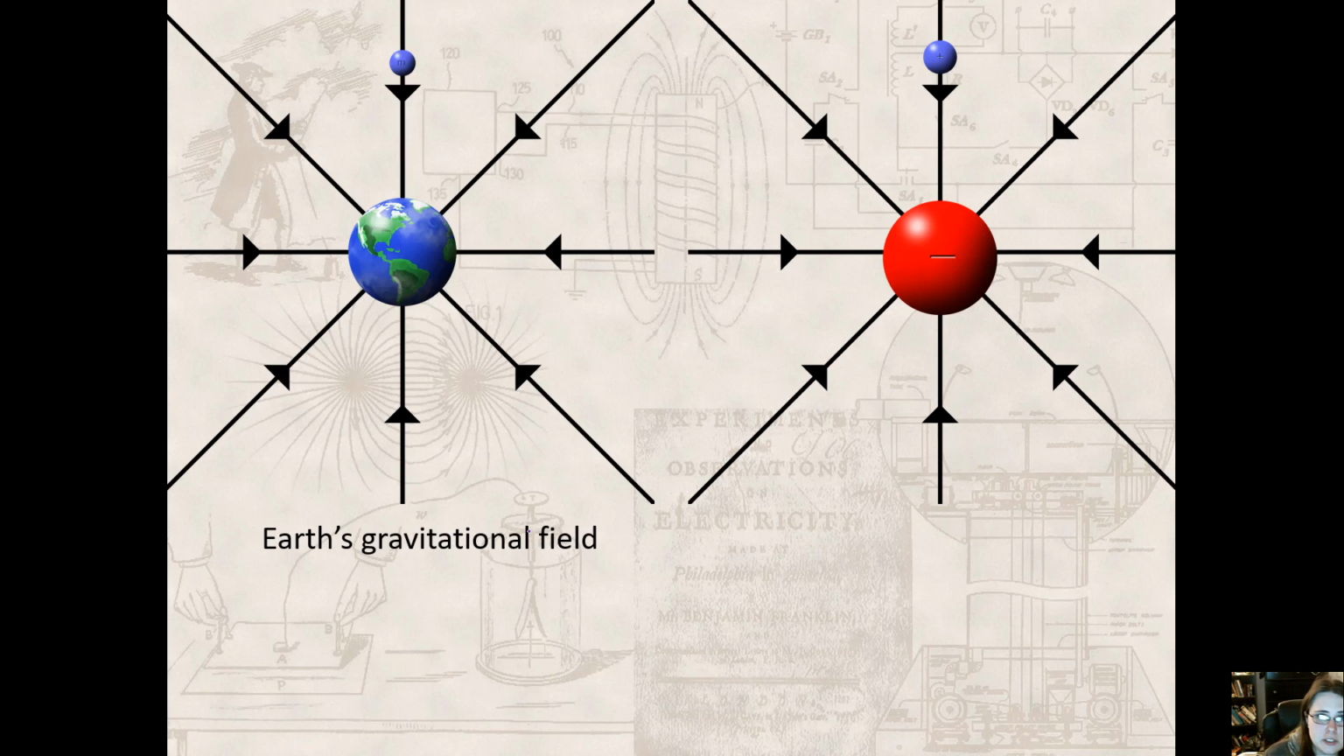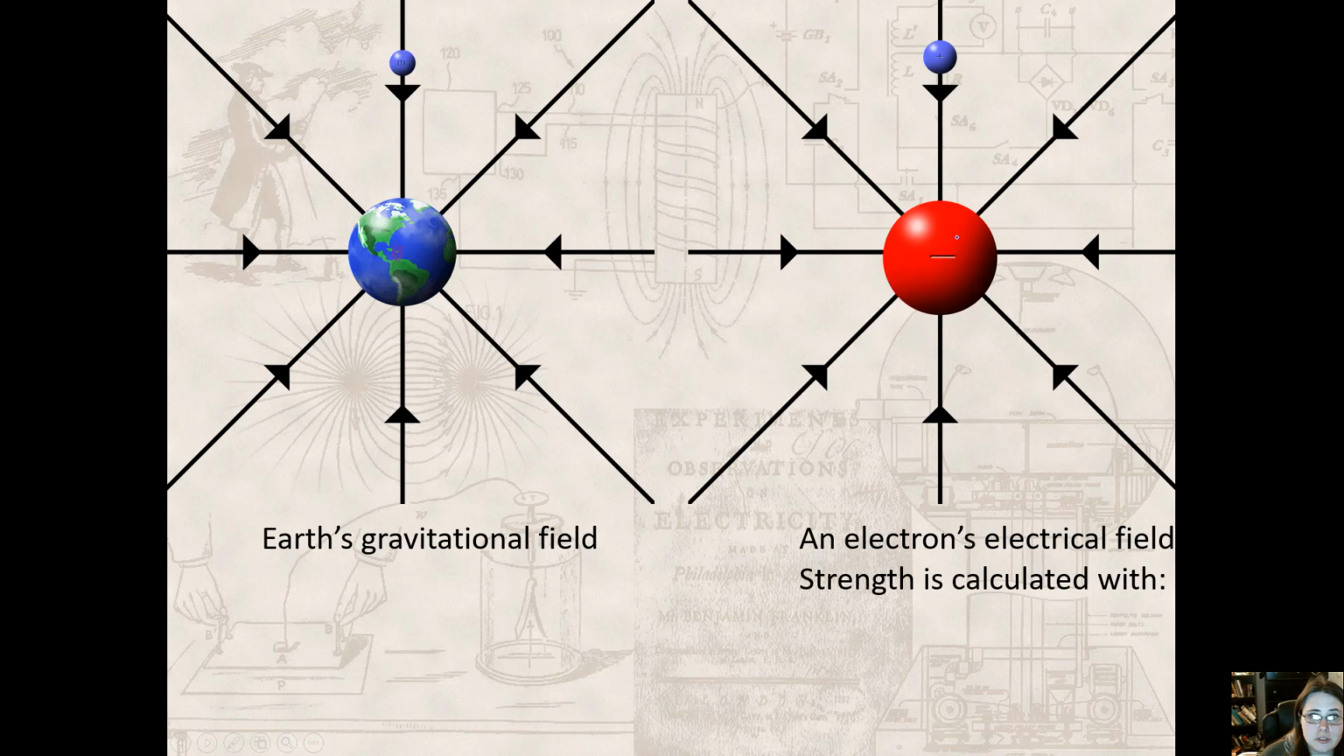On the left here, you can see Earth's gravitational field. It always goes in toward the center of the Earth, and this is similar to an electron. What happens there? With an electron, the electric field goes toward the electron as well. An electron's electric field strength is calculated with the equation E equals the force on the electron divided by Q. That's how the electric field is calculated. This is in your reference table.